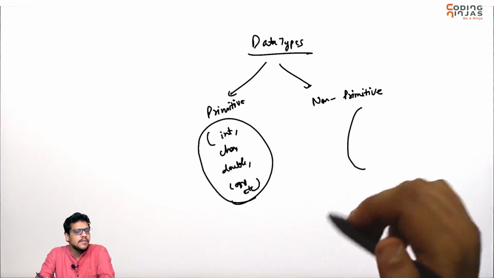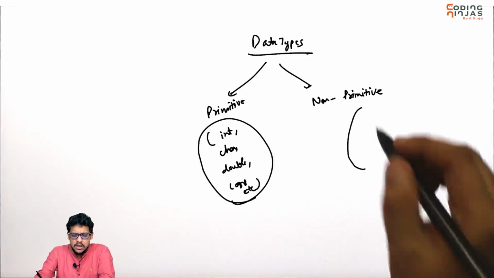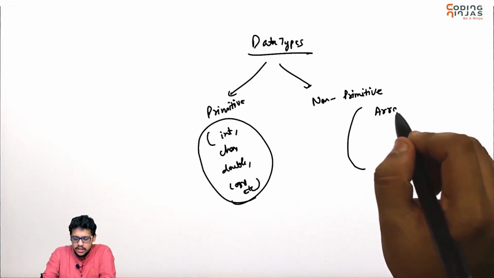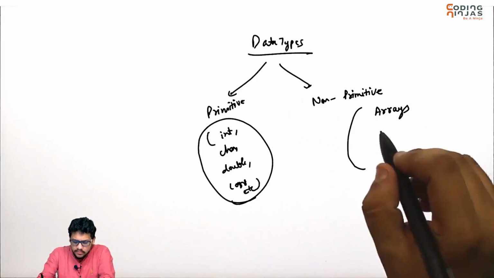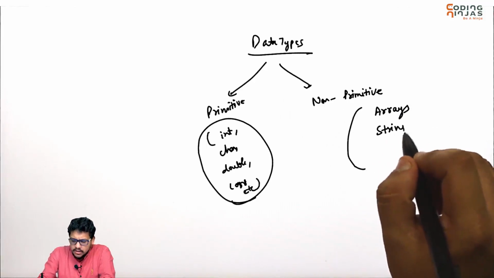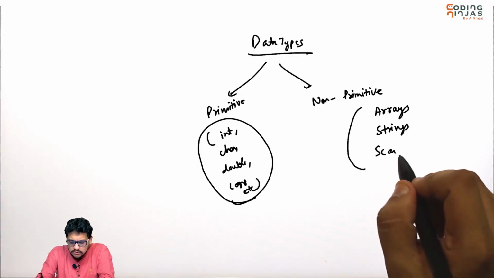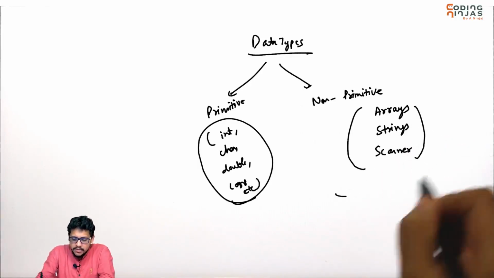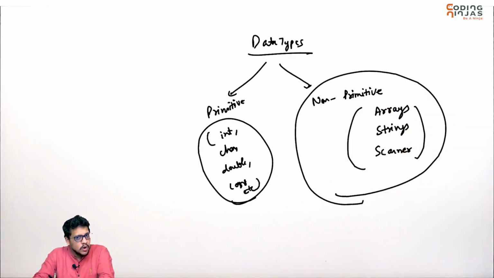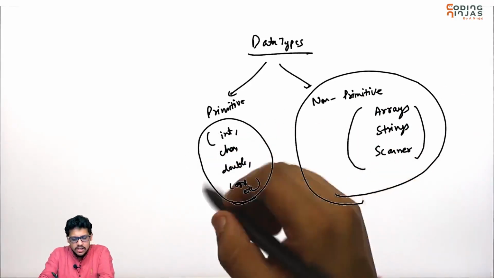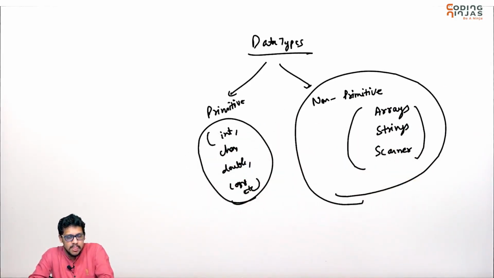Non-primitive data types we will see going further, and one non-primitive we have already seen, that is arrays. We have discussed a little bit about strings as well. We will discuss more about it in the further sessions. Scanner we have seen, that is also a non-primitive data type. So these all are non-primitive data types, and these are primitive data types, right?